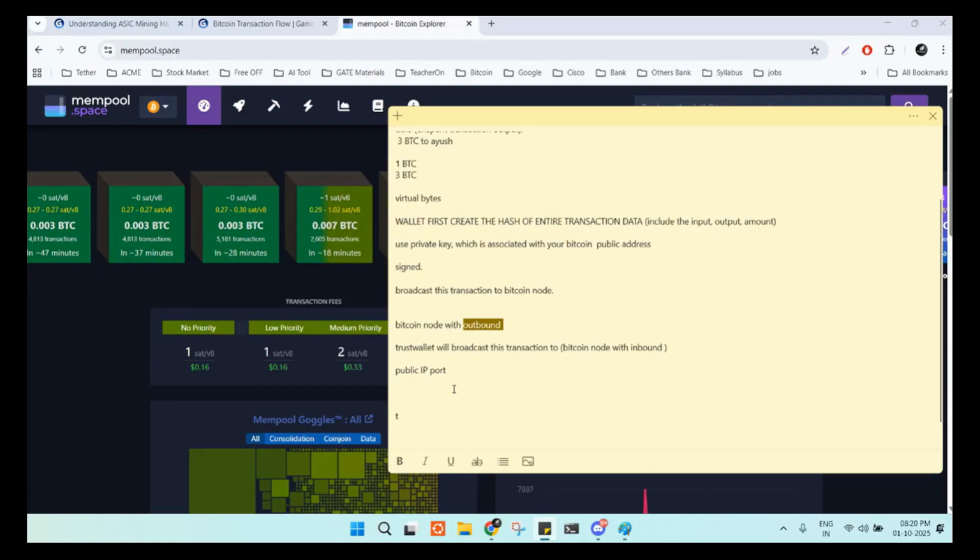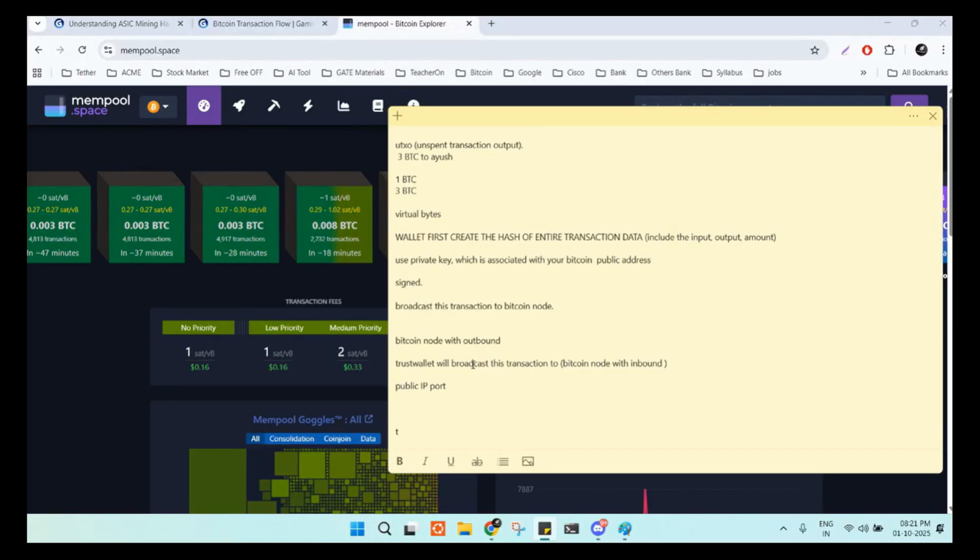Inside the network we can communicate, but outside the network we need their public IP and port number. Correct. So whenever Trust Wallet initiates the transaction, you are asking where that first transaction will go, inbound or outbound.